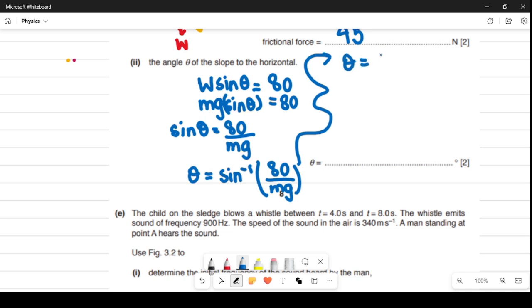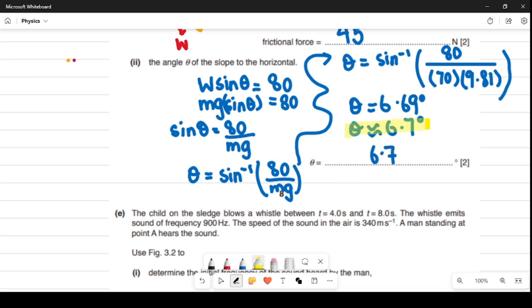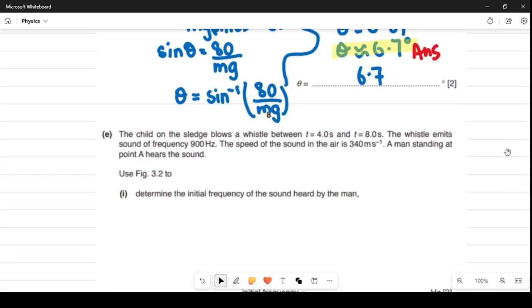So theta is equal to sine inverse of 80 over mg. Mass we know is 70, gravity we know is 9.81. In physics, in your A levels maths mechanics papers, please use 10, don't use 9.81. Theta will be 6.69 degrees, and since we are doing two significant figures in this question, rounded off to 6.7 degrees. So your answer is 6.7 degrees. There you go. Let's move on to the next part.